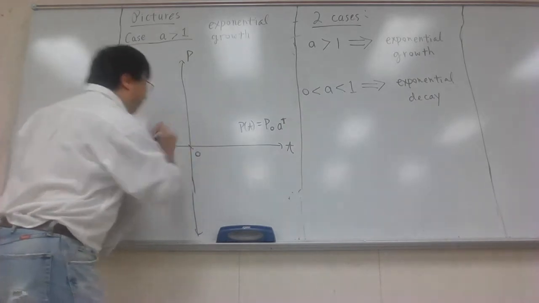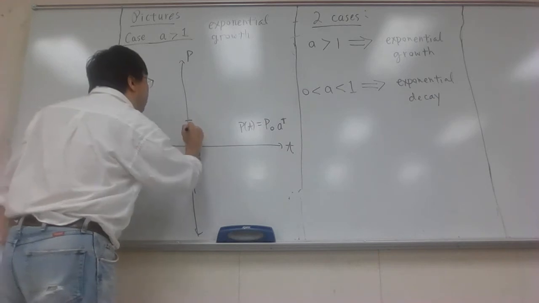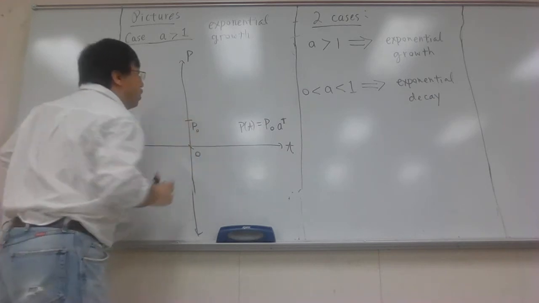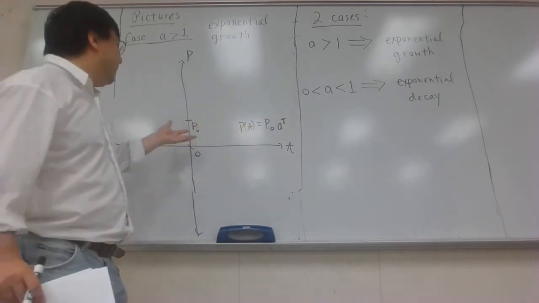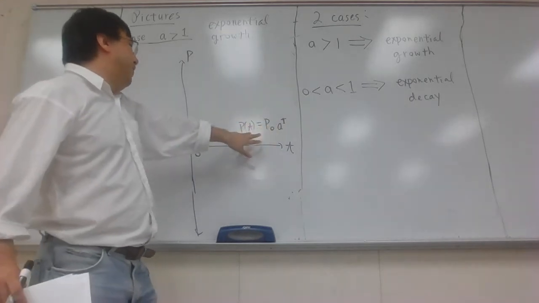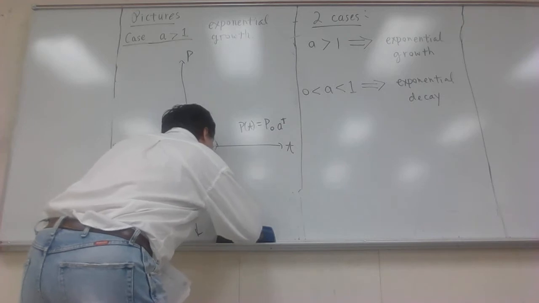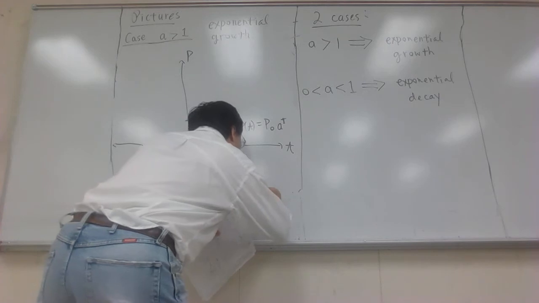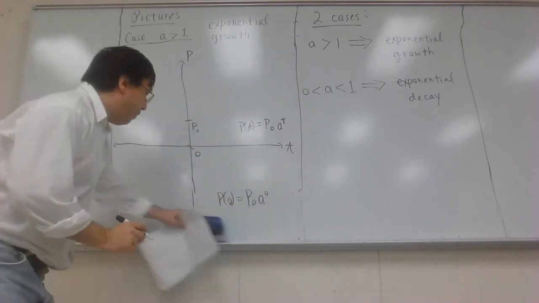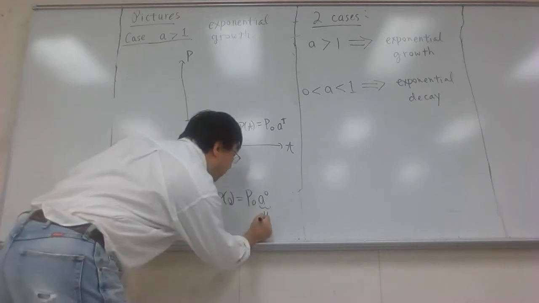So first, at time t equals 0, the value is P naught. So the initial population, or the initial quantity, is P naught. And that's very easy to see. You just plug t equals 0 into this function. We get P at 0 is equal to P naught times a to the power of 0. And remember, anything to the power of 0 is 1.